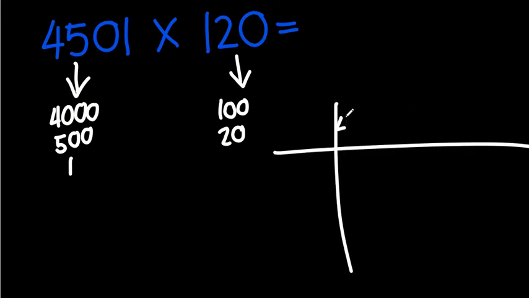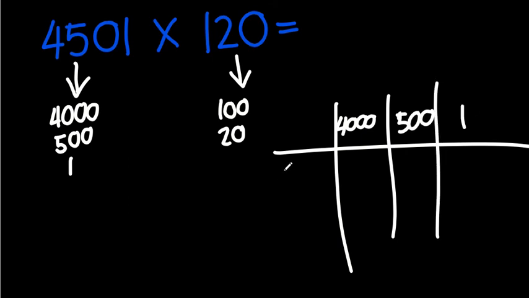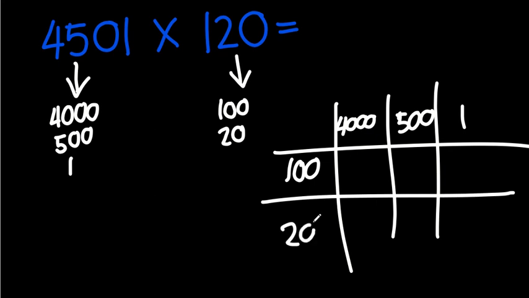What we're going to do, 4,000, 500, and 1. And then on this side, we've got the 100 and the 20. Same thing, let's go through. So 100 times 4,000. So that is actually going to be 4. And we've got 1, 2, 3, 4, 5 zeros. Really nice big number for us.